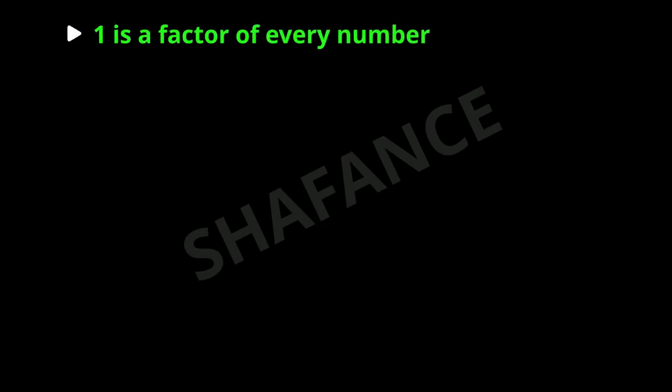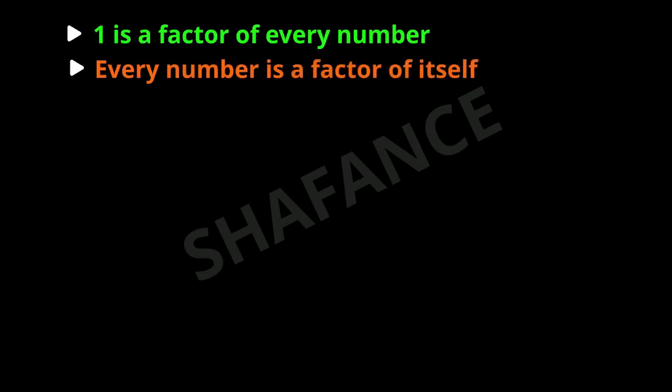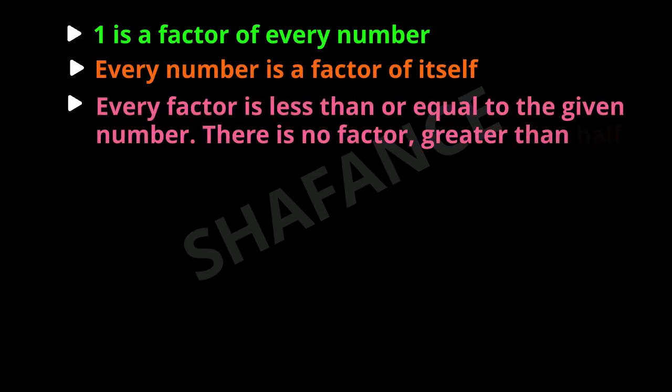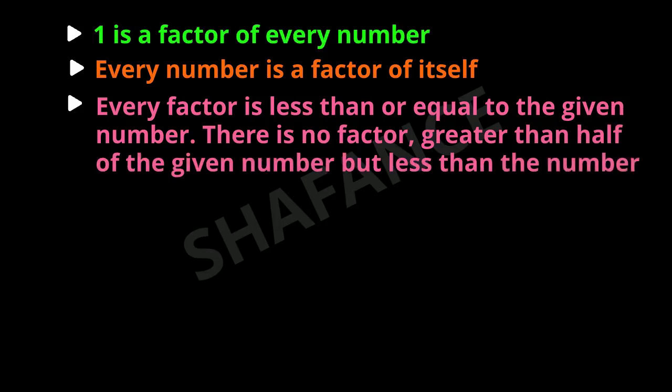Now we will list down some of the interesting facts that we have seen regarding factors and multiples. First is, 1 is a factor of every number. Second, every number is a factor of itself. Third, every factor is less than or equal to the given number. And there is no factor greater than half of the given number but less than the number.